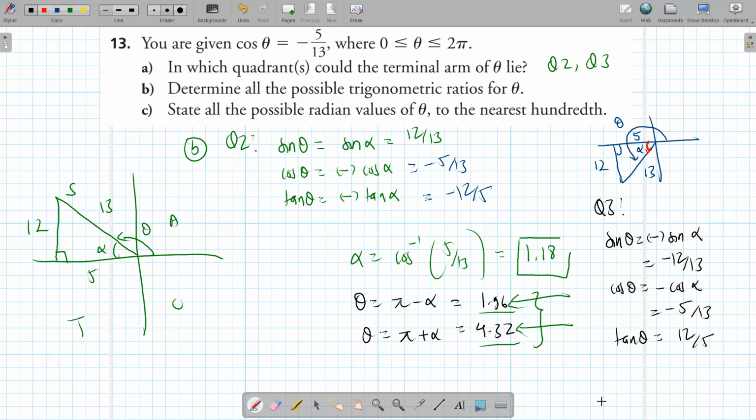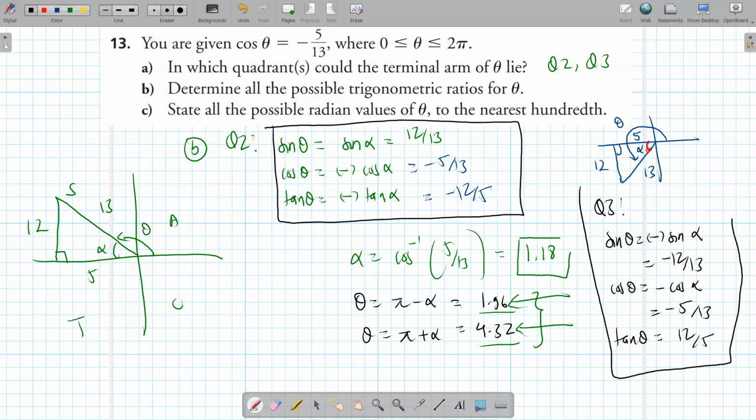So for part B, there are 6 answers. There's 3 in quadrant 2, and then there's 3 in quadrant 3. But when they give us that relation, the primary angle and the alpha, even though it's saying that's the ratio, it's talking about alpha.